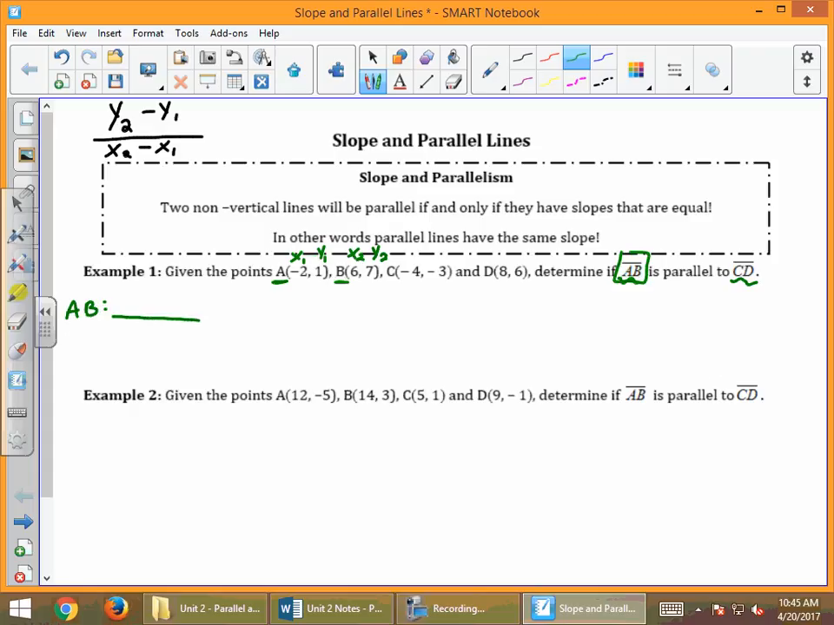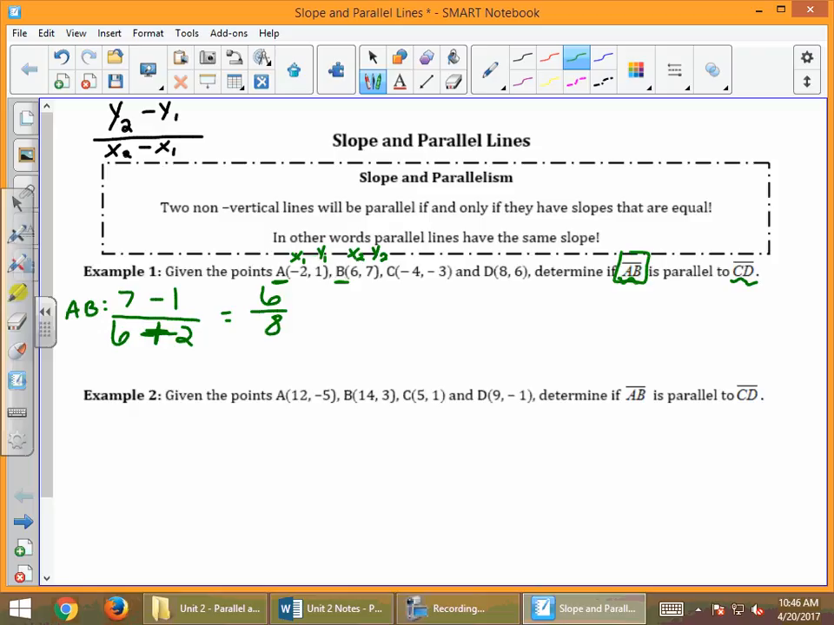So we're going to do 7, because that's our y2, minus 1, because that's our y1, over 6 minus, you have to be super careful, negative 2. Make sure you pay attention. Here in the bottom, we have minus and negative. We have a double negative, so we just change it to a positive. Double negatives turn to a plus. So the bottom actually becomes 6 plus 2. We're going to clean it up. 7 minus 1 is 6. 6 plus 2 is 8.